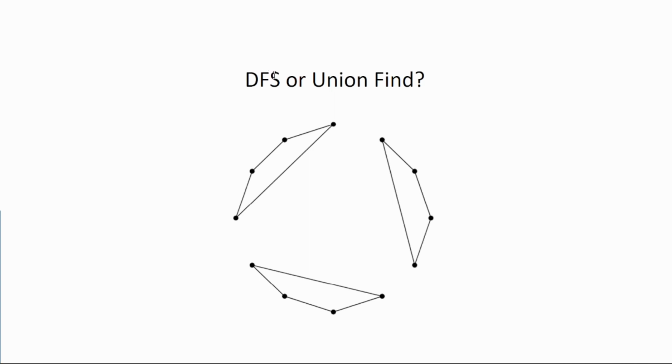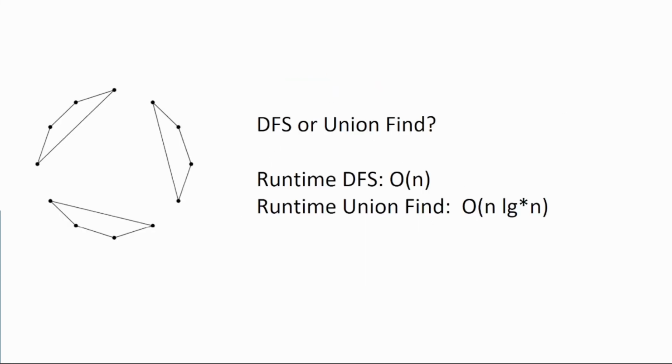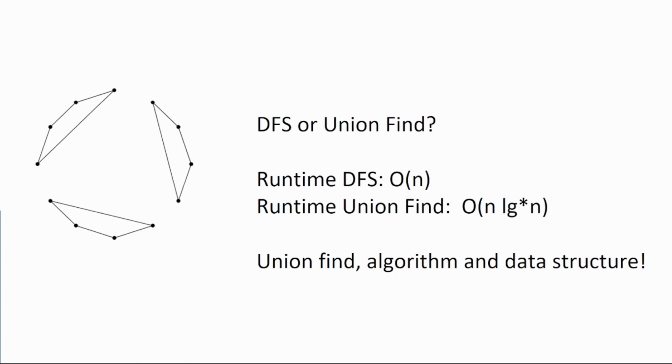There's another algorithm that can help you find disjoint sets, especially finding islands of graphs, and that is DFS. If you're familiar with DFS, you will know that the runtime of DFS is O(n). It only visits each node once, but the runtime of union find is n alpha n, which means that union find is slower than DFS. So why would you use union find instead of DFS?